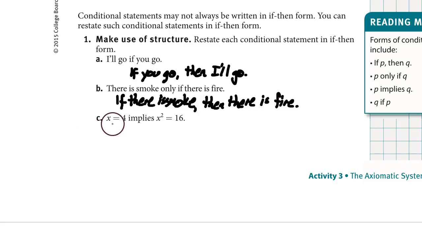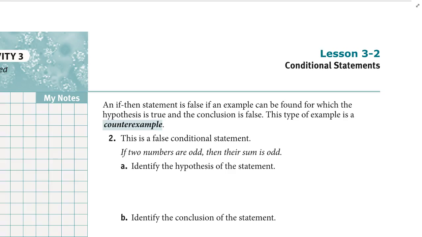Question C, x equals 4 implies that x squared is equal to 16. So it would look like this. If x equals 4, then we can conclude that x squared equals 16. And now the sentence has the words if and then. An if-then sentence is false if an example can be found for which the hypothesis is true and the conclusion is false. Finding an example that does this is called a counterexample.